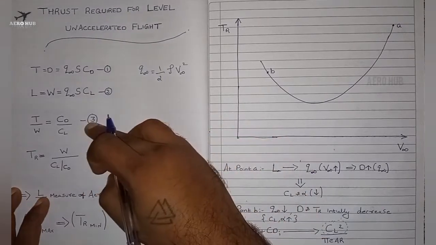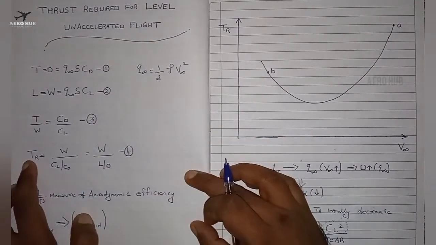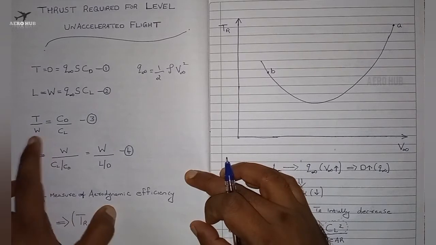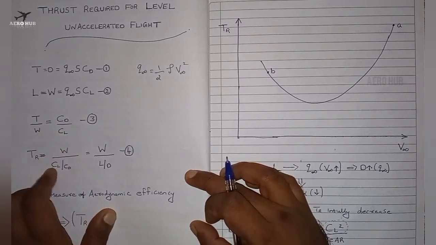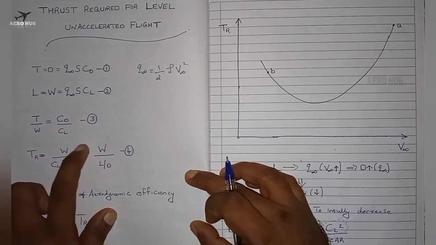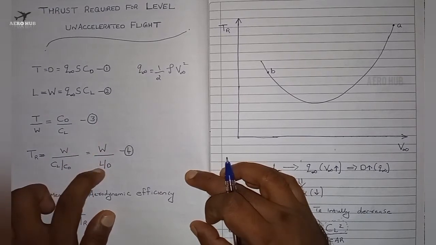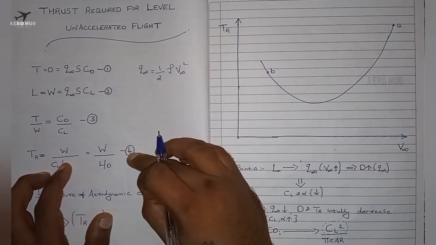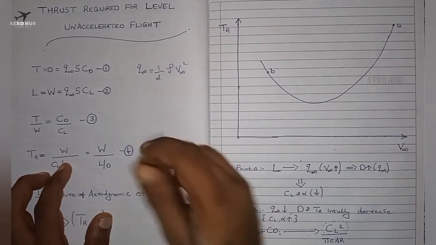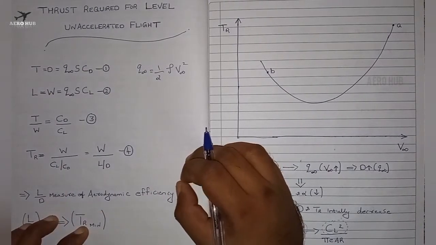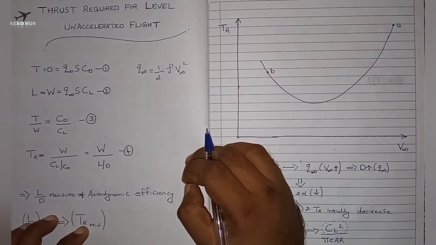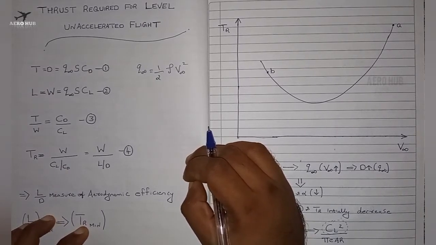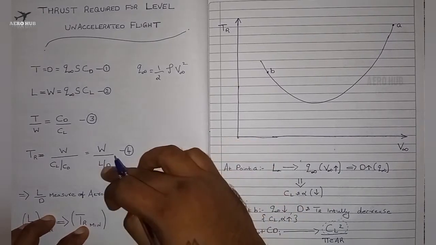And from this equation number 3 I can write, thrust required is equal to weight upon CL by CD, and I can write this as weight upon L by D. This is the actual equation for the thrust required. Equation number 4 is the actual equation for the thrust required. It's a famous equation. I think you all are aware of this equation. TR, which is nothing but thrust required, is equal to weight divided by L by D ratio.